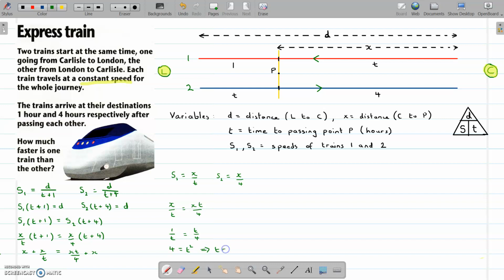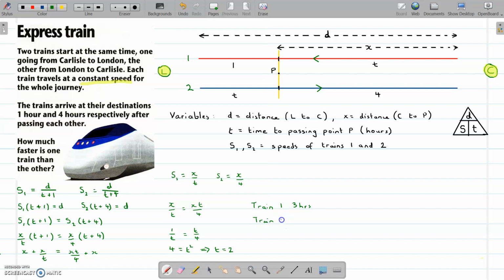So t equals 2 hours. And now I know that, I can see that the total journey for train 1 is 2 plus 1, which is 3 hours, and train 2 is 4 plus 2, which is 6 hours. So I'll just make a note here. Train 1, 3 hours, and train 2, 6 hours.